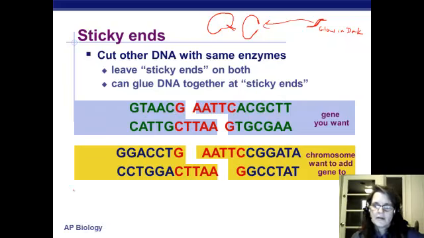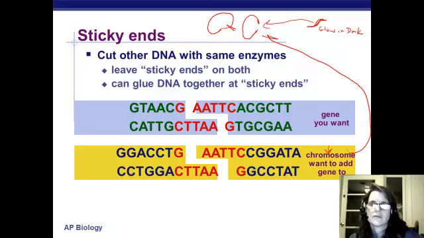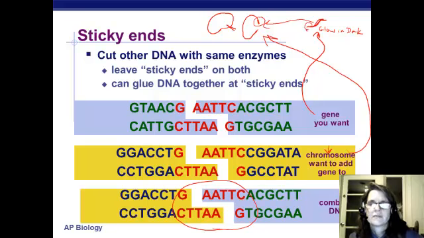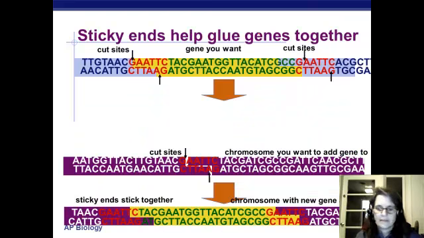So there's the gene you want with its sticky ends. Here's the chromosome you want to add the gene into. So this would correspond with that, and this would correspond with that. Okay? And when we combine them, we get that connection. That would represent one half, probably this fitting right in there. Okay? And then we are seeing this end that's attaching to that. Okay? So sticky ends help glue genes together.